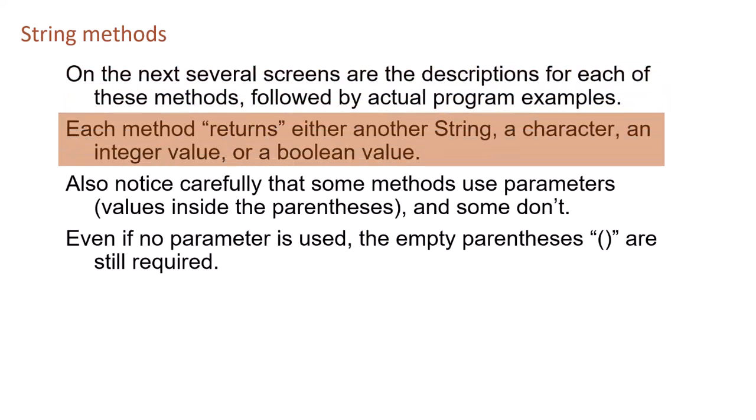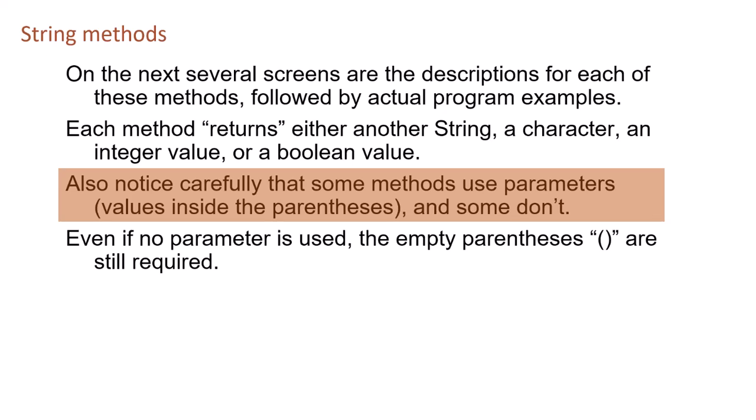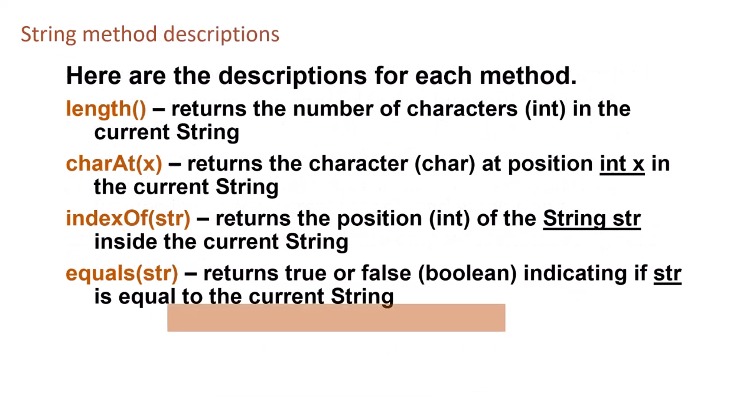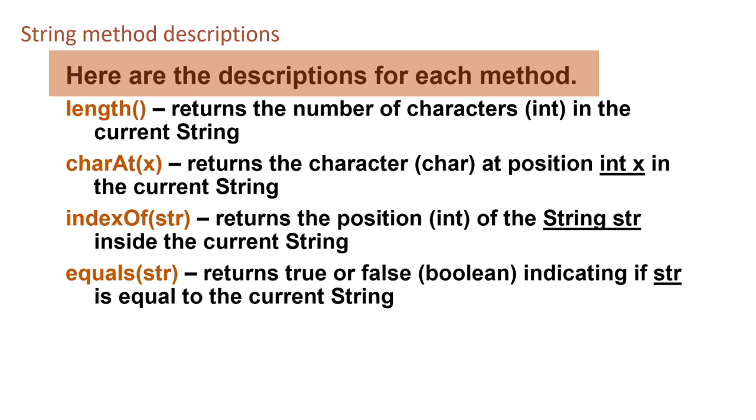Each method returns either another string, a character, an integer value, or a Boolean value. Also notice carefully that some methods use parameters, values inside the parentheses, and some don't. Even if no parameter is used, the empty parentheses are still required. Here are the descriptions for each method.